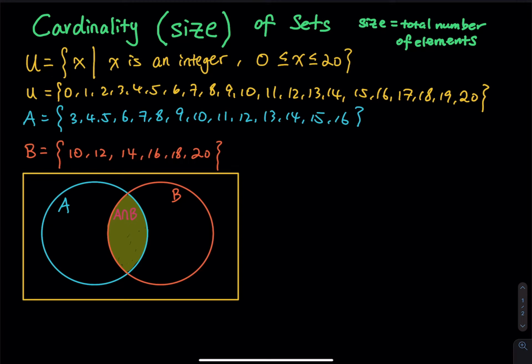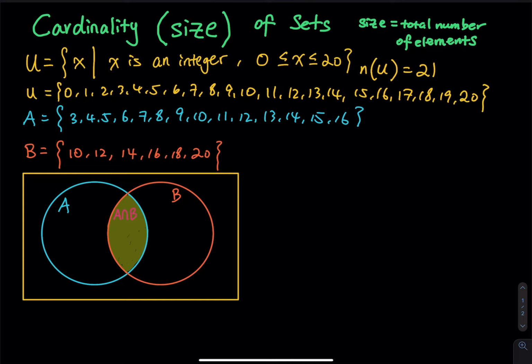So the way we express cardinality, the size, here is how we do it. We write n(U) is equal to 21. That means the cardinality of the universal set is 21. That means there are 21 elements, 21 numbers in the universal set.